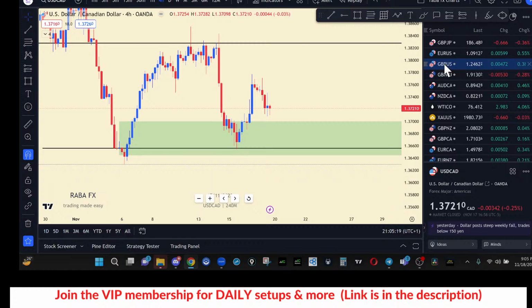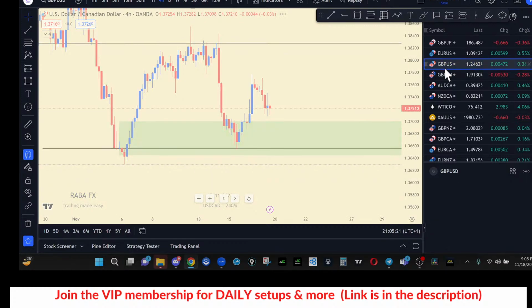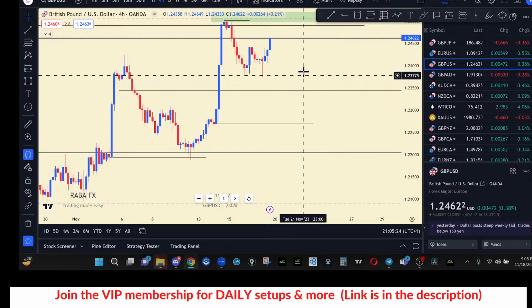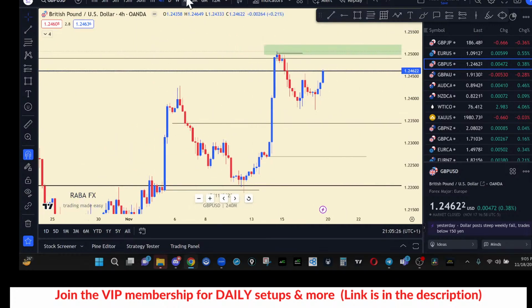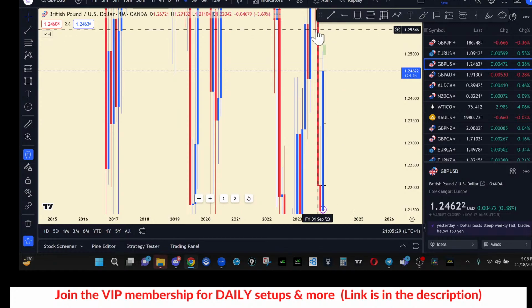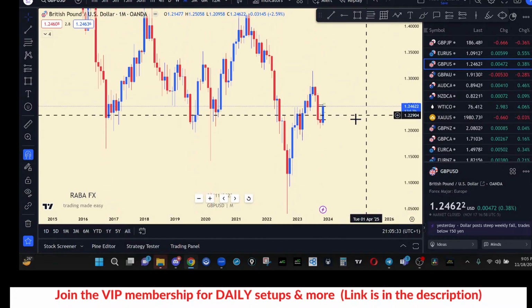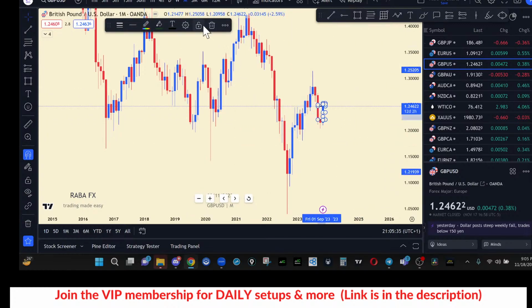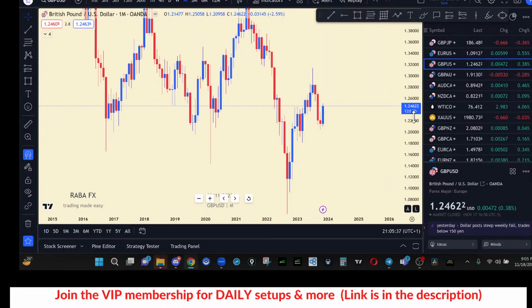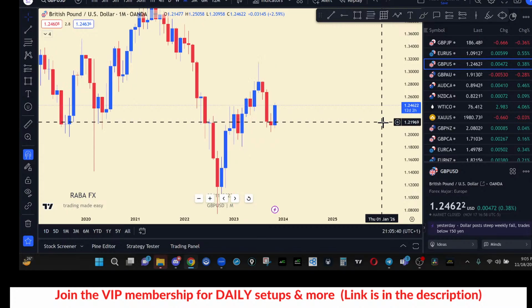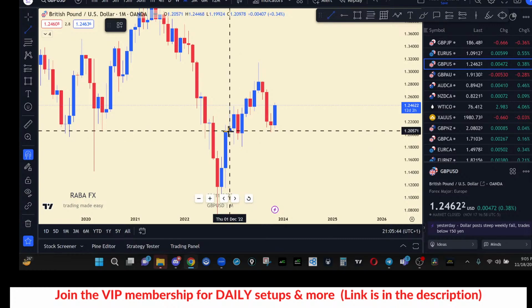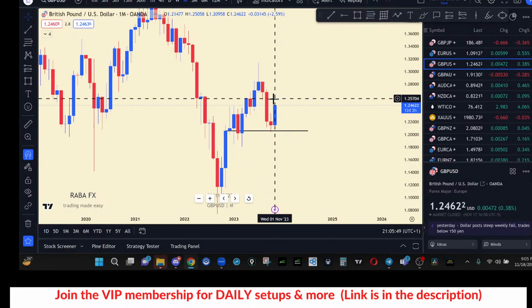Now let's look at pounds USD. We are starting from the monthly, because as I said, whatever strategy you are trading, make sure that strategy can conveniently, with a high degree of probability, predict the directional bias for you. So on this note here, we rejected off this. All right, that signals a bullish move.